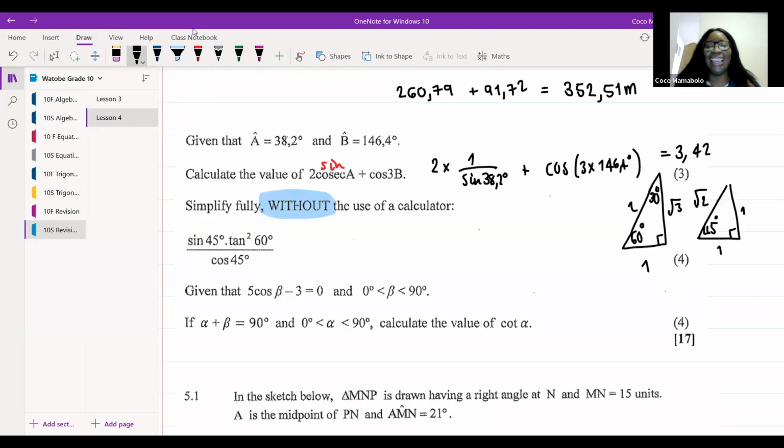Okay, so sine of 45 is going to be 1 over the square root of 2, 1 over the root of 2 times. Now this is tan squared 60. So we're going to find the tan of 60 and then square it. So the tan of 60 is the square root of 3 over 1, all squared, over the cos of 45. I hope you guys see where this is going. Cos of 45 is 1 over the square root of 2. Okay. Tell me, guys, what answer are we going to get here?